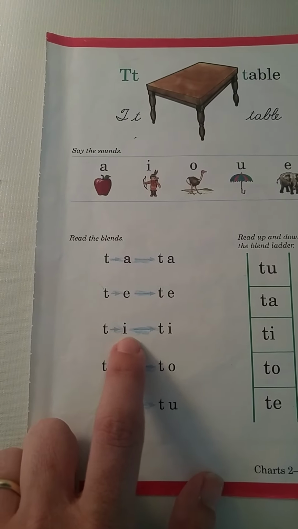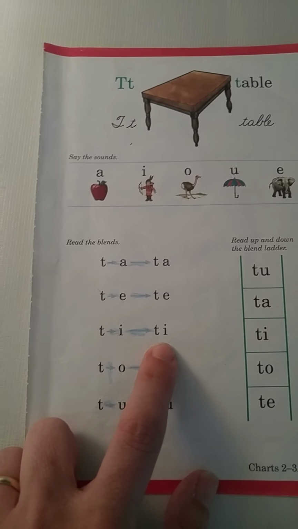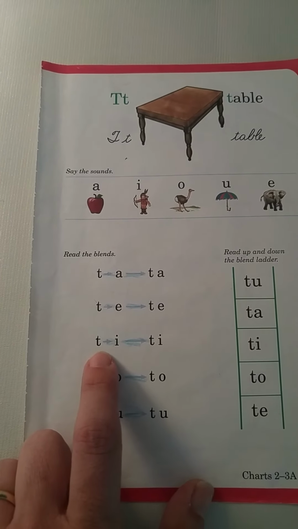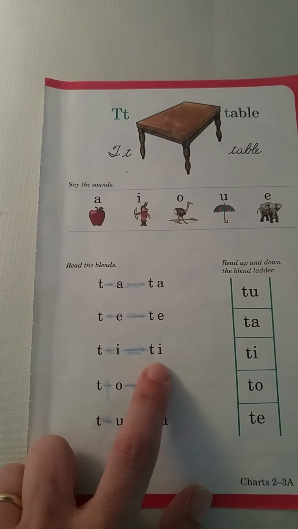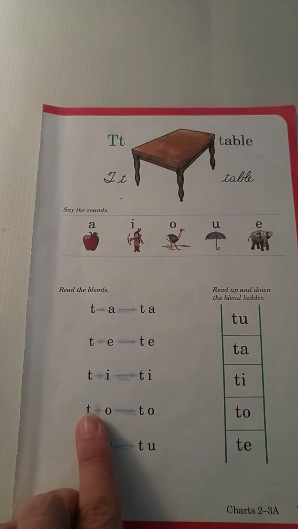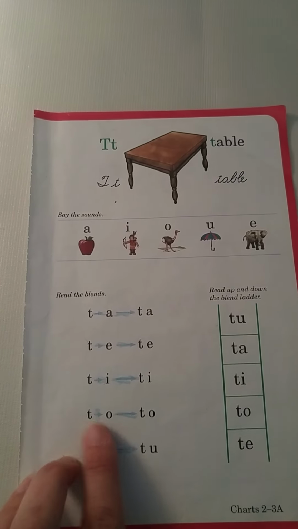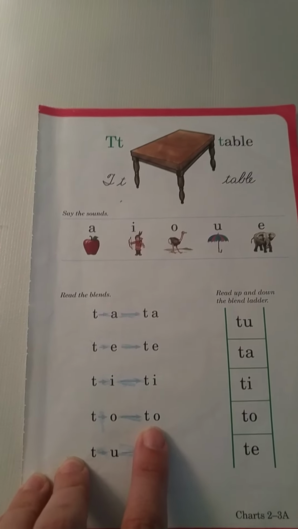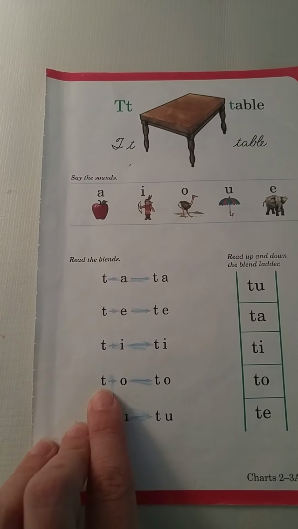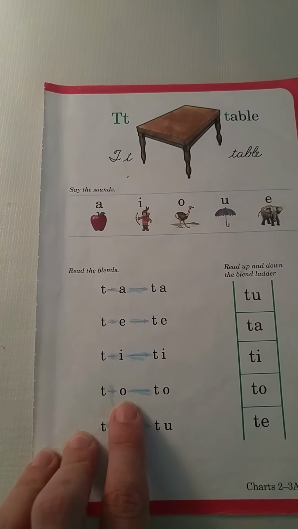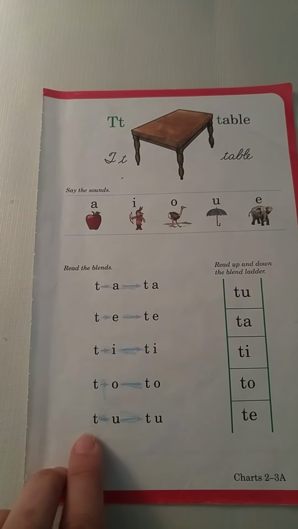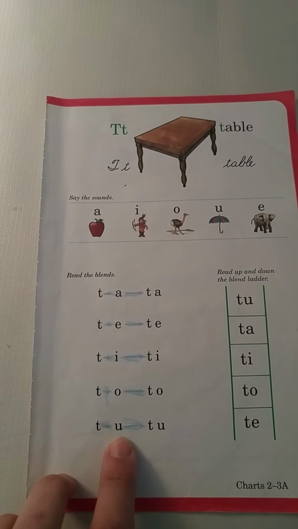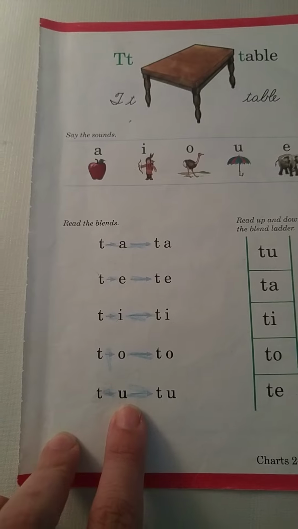T, I, ti. Now you say it with me. T, I, ti. T, aw, ta. Now you say it with me. T, aw, ta. T, t, ta. Now you say it with me. T, t, ta.